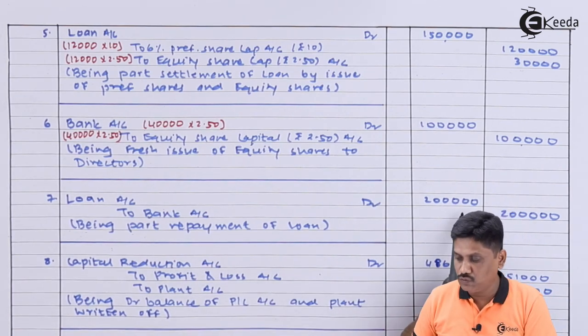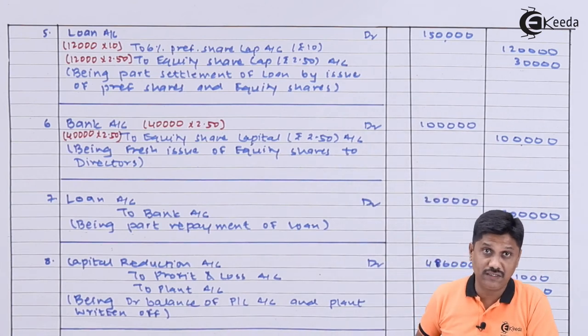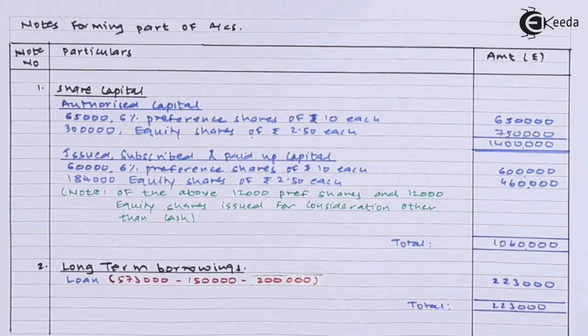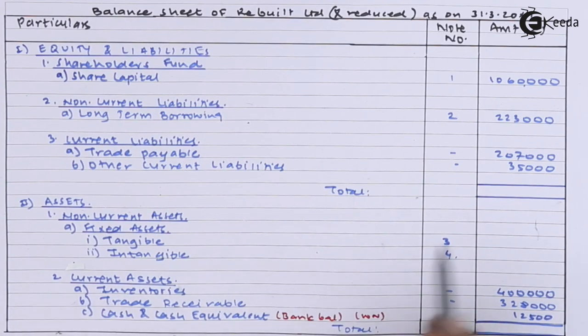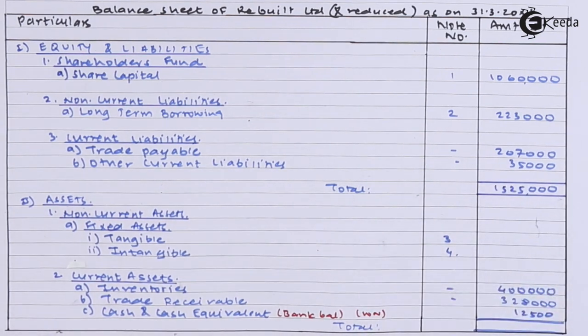So I will minus it from the loan amount. Also, I settled 2 lakhs. So I will minus both the amounts from the existing 5,73,000. So friends, this total of 2,23,000 we will enter in our balance sheet. Liability side is complete, so I can take a total of that. 15,25,000 is the total expected.